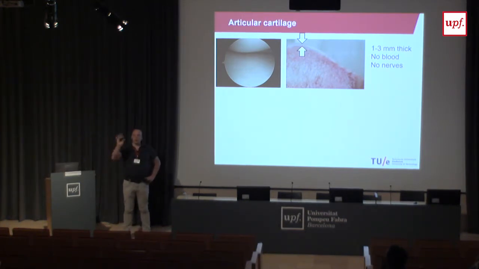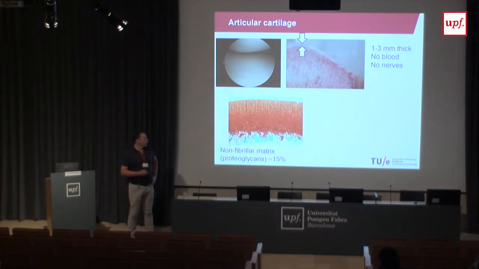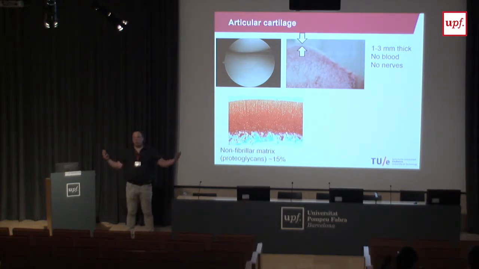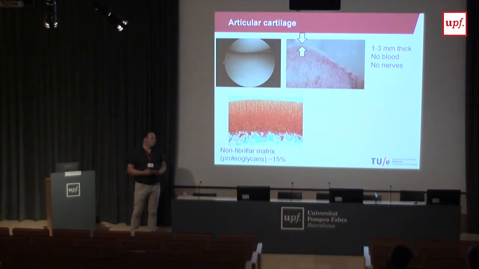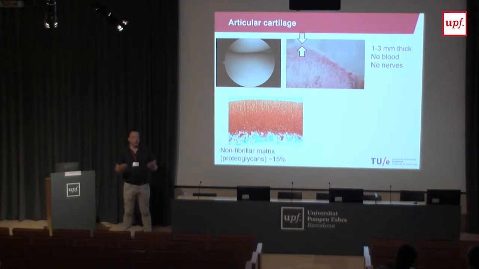I cut the bone through the cartilage, and you see that it's just a tiny white layer of tissue, 1 to 3 millimeters thick. And as I told you, it doesn't have any blood vessels, doesn't have any nerves, which is why it's a pain-free motion. Then if you make histological slices of it and stain it for the contents, you see that it's basically an amorphous tissue that has not much structure, and the structure that we generally see in this kind of staining is the proteoglycan content.